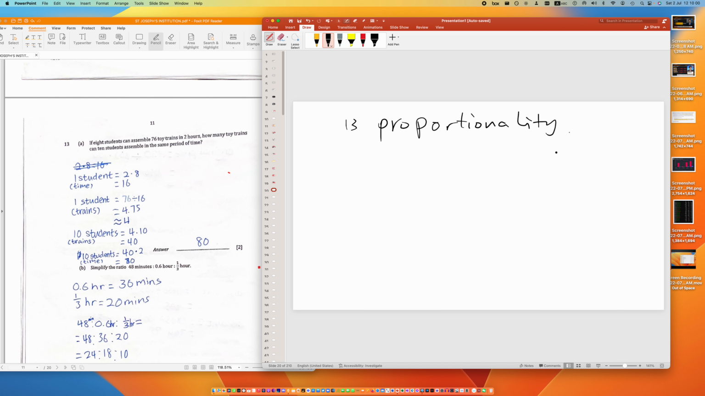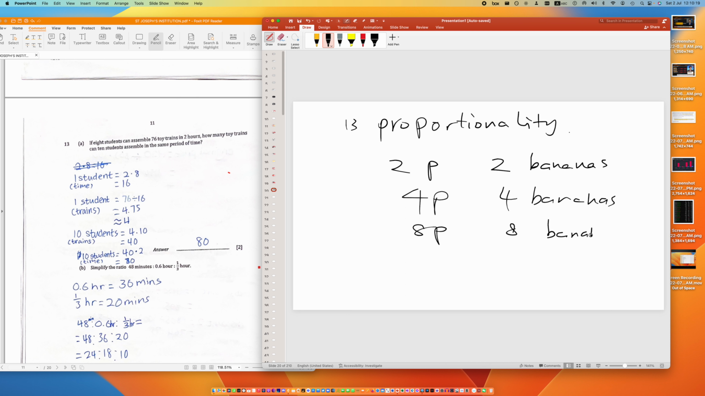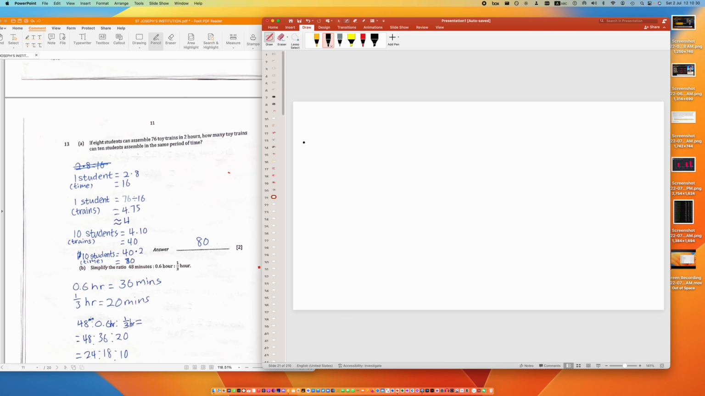So very simple. What is proportionality? Two people eat two bananas. Four people eat four bananas. So 8 people eat 8 bananas, right? Very simple, this is proportionality. Then one person, one banana. For this question 13, of course you might have your own way of solving, but like I say, please start using the set one method, which is proportionality.